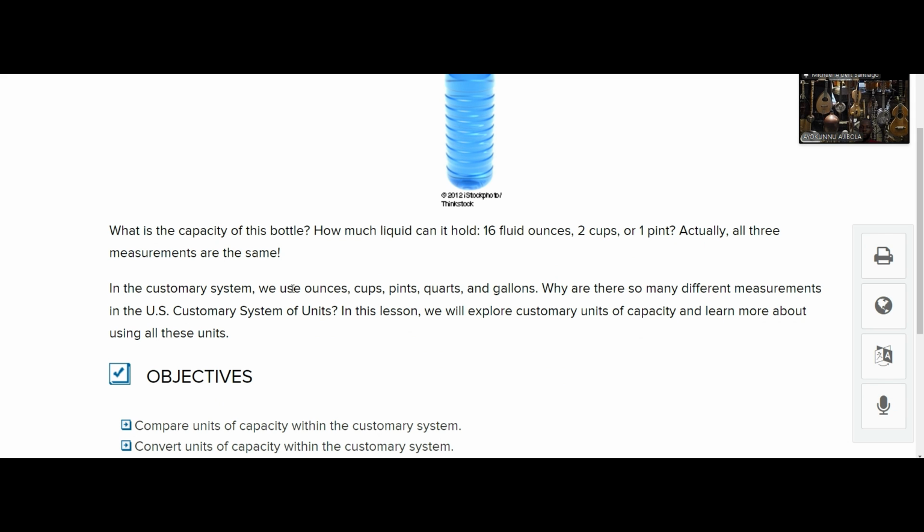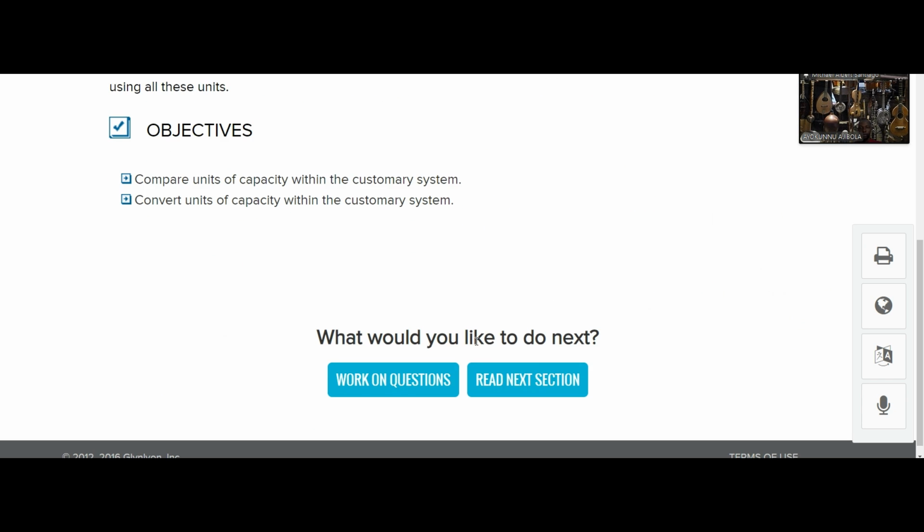In the customary system, we use ounces, cups, pints, quarts, gallons. Why are there so many different measurements in the US customary system of units? In this lesson, we're going to explore the customary units of capacity and learn more about all of these units. Is that clear? Okay, fine. We'll move on to the next session.